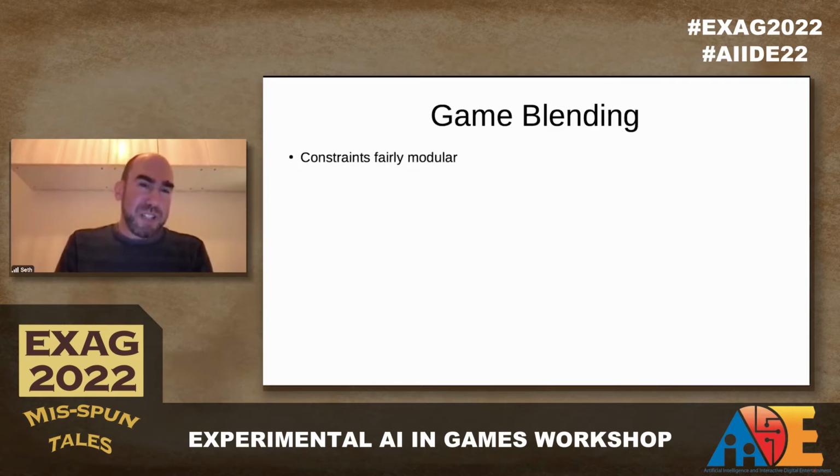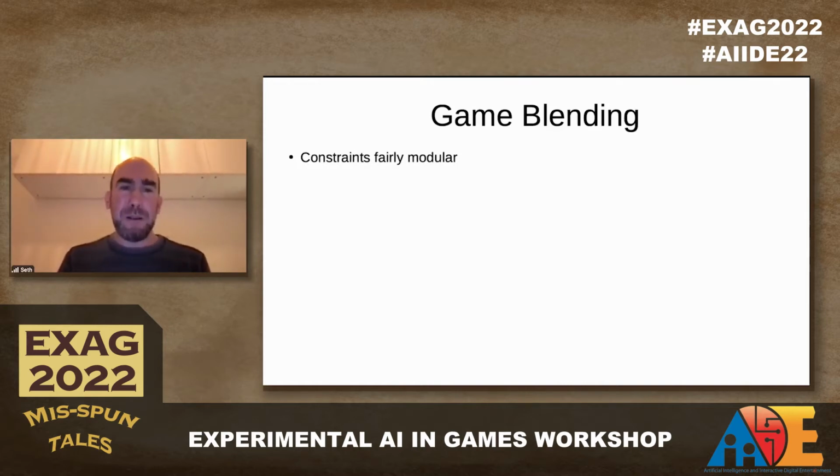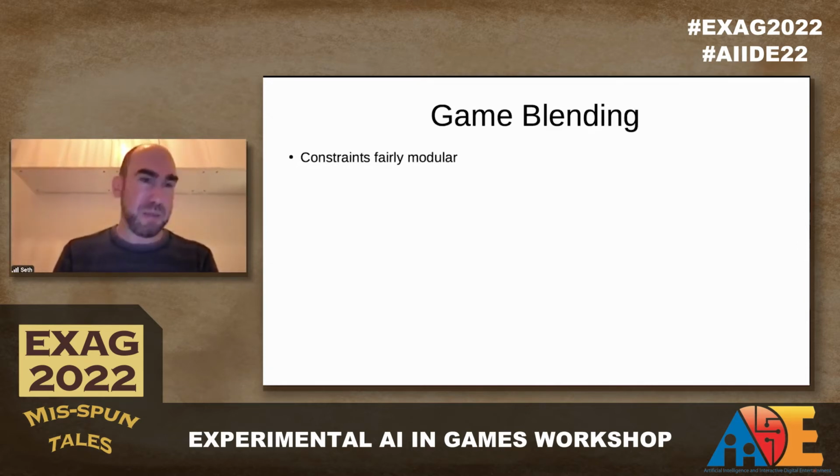So constraints might be a good way of blending different games together, because in some ways they can be fairly modular. If you have different types of constraints from different games, it's relatively straightforward to turn some of them off and some of them on and combine them in different ways. And that's what we did in this work: combine constraints from different games to generate some kind of new thing, rather than using all the same constraints that were set up for the same game. Just pick and choose different ones from different games and get something new.